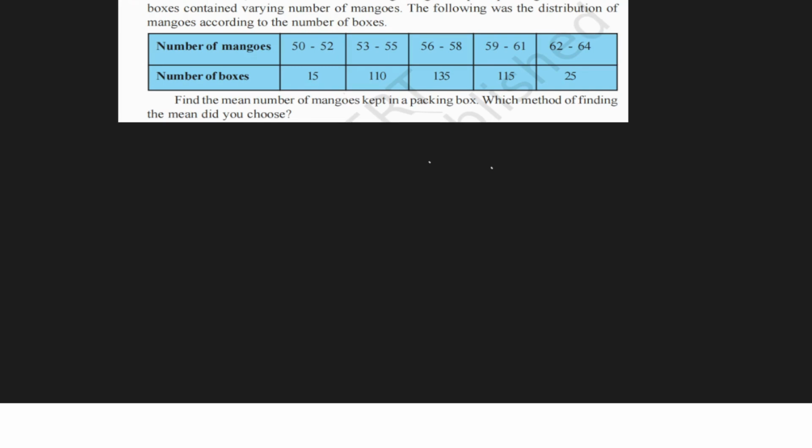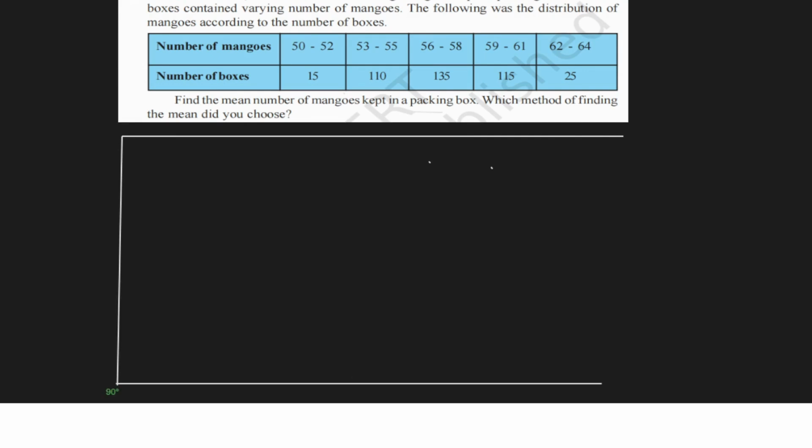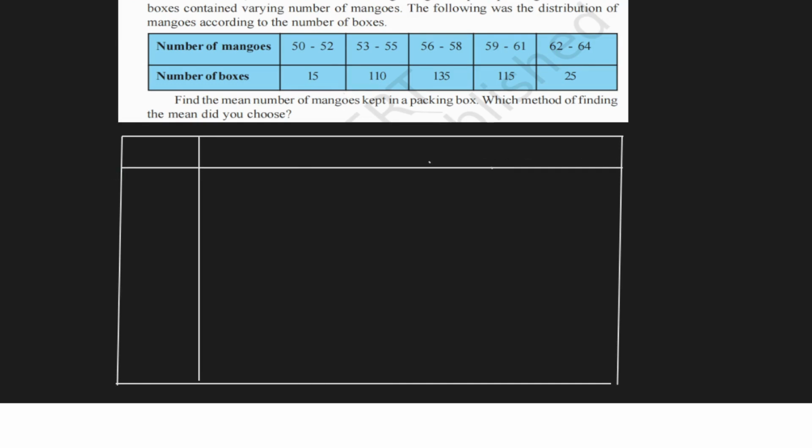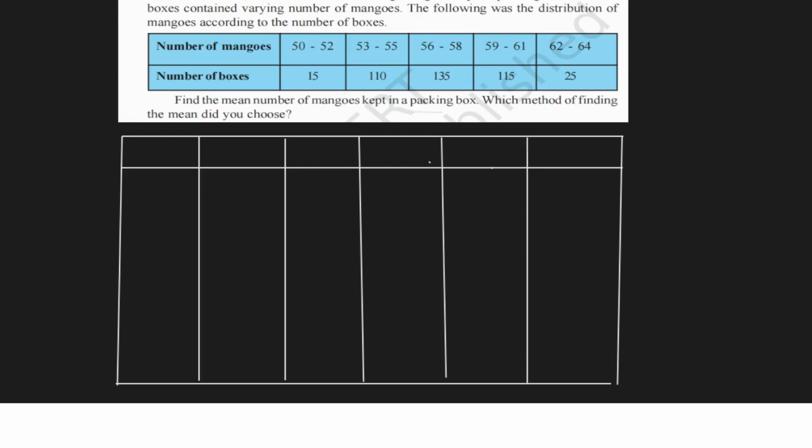So let's draw a table with 6 columns. We're doing the step deviation for this, and we need 6 columns to make the table. The first column is for the class intervals, and the second column is for the frequency fi. The third is for the xi marks, which are the mid values of the class intervals. Then we have xi minus a, then you have ui and ui fi.